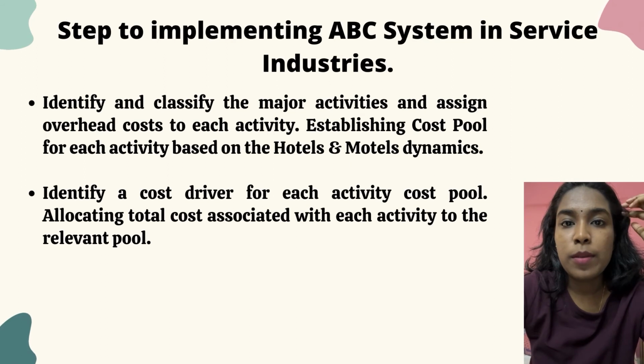Furthermore, the steps to implementing an ABC system in the hotel industry. First, identify and classify the major activities and assign overhead costs to each activity, establishing a cost pool for each activity based on the hotel and motel dynamics. Secondly, identify a cost driver for each activity cost pool, allocating the total cost associated with each activity to the relevant pool.